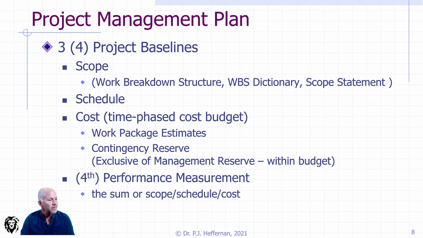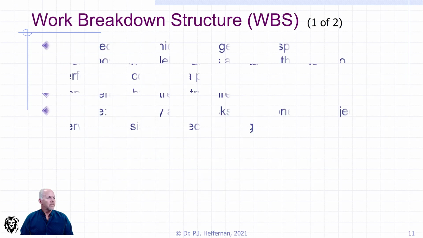Now, occasionally they talk about a fourth baseline as the performance measurement, and it just seems to pop in here and there every once in a while. I've seen some people refer to it as the sum of the scope, schedule, and cost, because that's principally how you're going to be measured. There may be some other people that refer to other things. For the most part, I will normally refer to the three project baselines. But if you do see a fourth one referred to, this is typically what they're talking about.